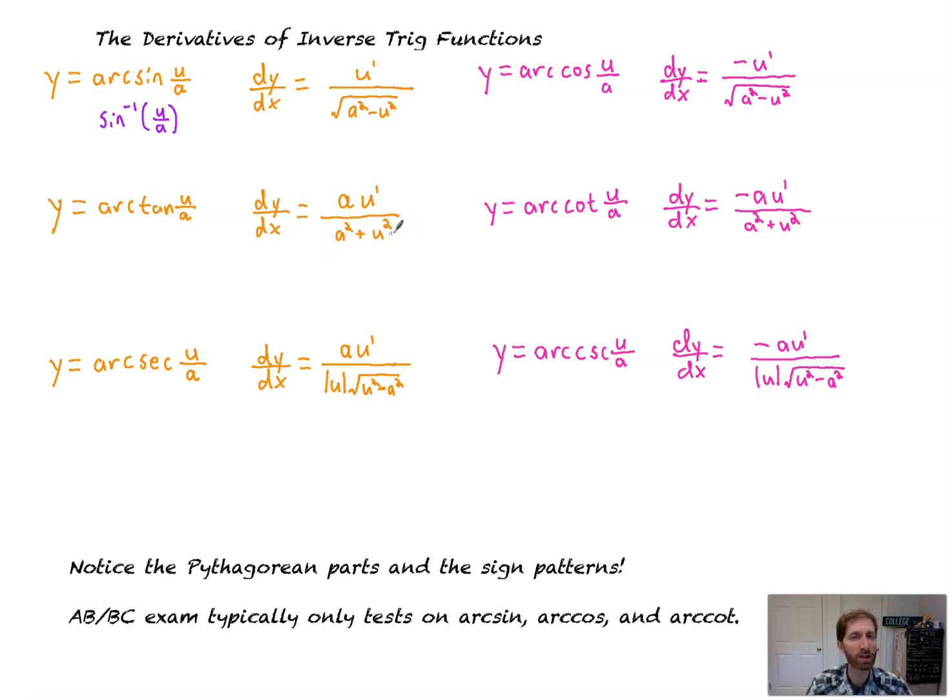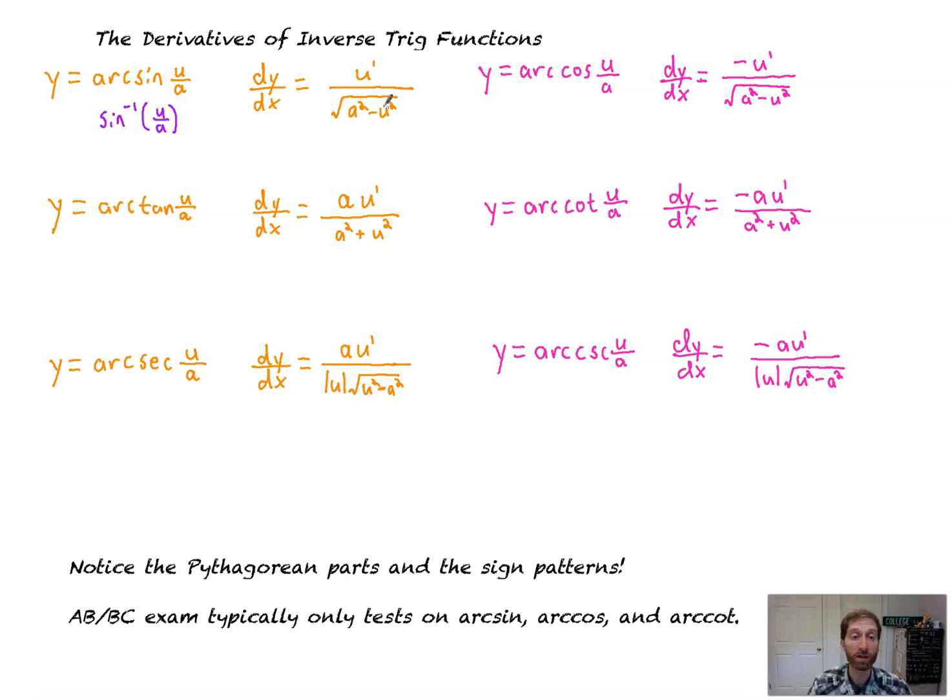For arctan, similar, but you've got a different kind of Pythagorean scope here. You've got a squared plus u squared with a up top, u prime. That u prime is going to be in all of these. That's the chain rule. And then arcsecant, which is very rarely asked. If you have one of those teachers that does ask it, just make sure you memorize it, is a u prime over absolute value of u.